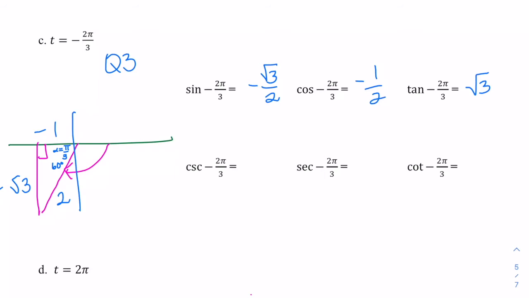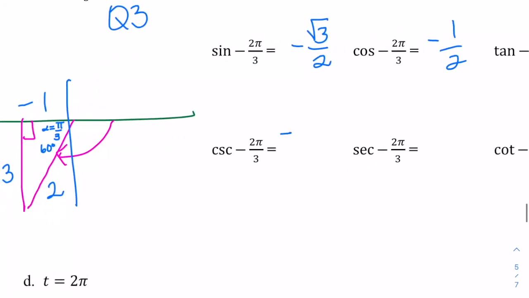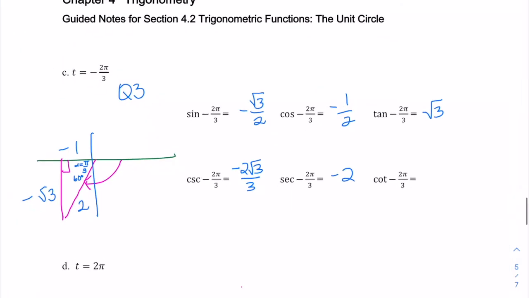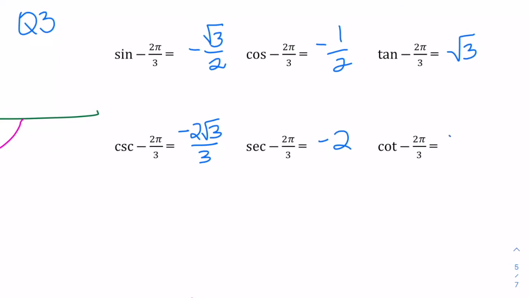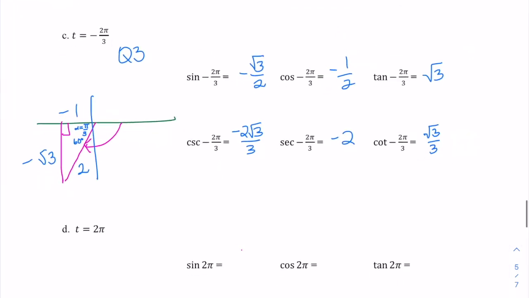And then we look at the reciprocals. So the reciprocal of root 3, this will be 2 over root 3. So that's going to be negative 2 root 3 over 3, and this will just be negative 2. And then I can write the cotangent, that's going to be root 3 over 3 in rational form.